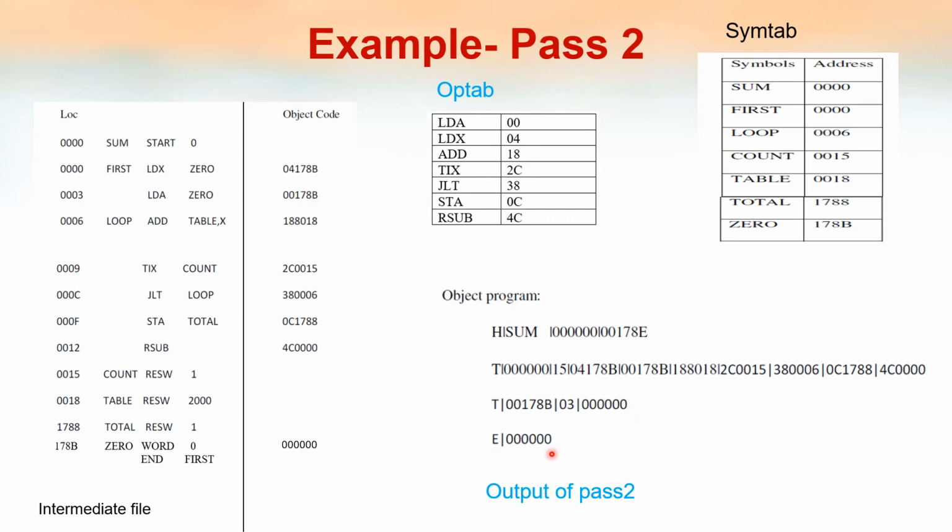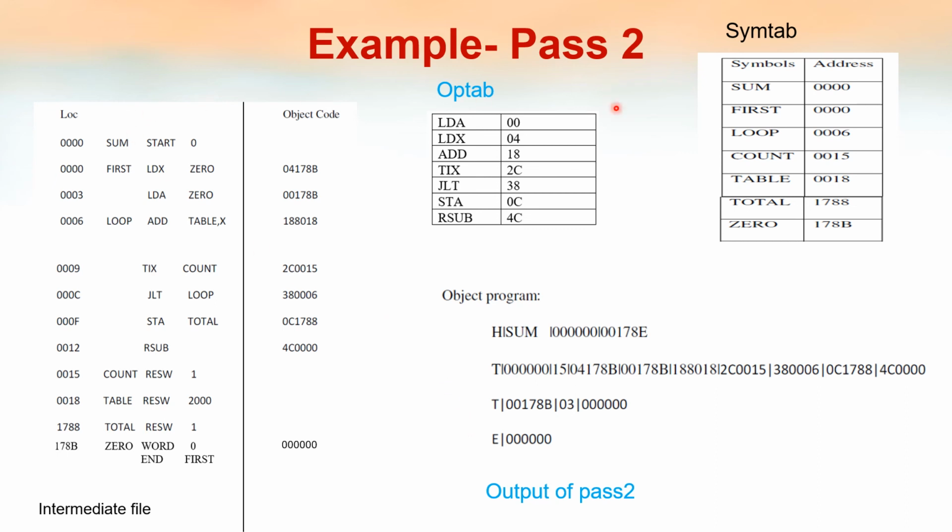Then the last is the end record. The end record will have the starting address. So like this, we will write the complete object code. This is the output of the assembler. After pass 2, we will get the output. The machine code we will get after pass 2. So this is the machine code or object code obtained. It has to be just written in a proper format.